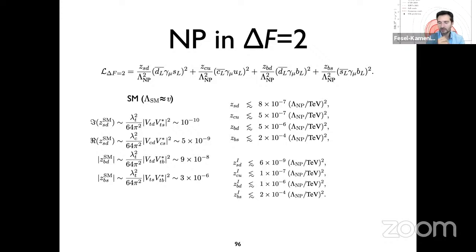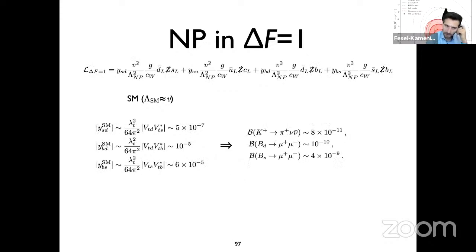hierarchical structure of flavor. And in particular for TeV scale new physics, the Wilson coefficients, especially relevant for kaon mixing, have to be tiny, for example, of the order of 10 to the minus 6 or so. Okay. Or if it's CP-violating, even smaller, 10 to the minus 7.